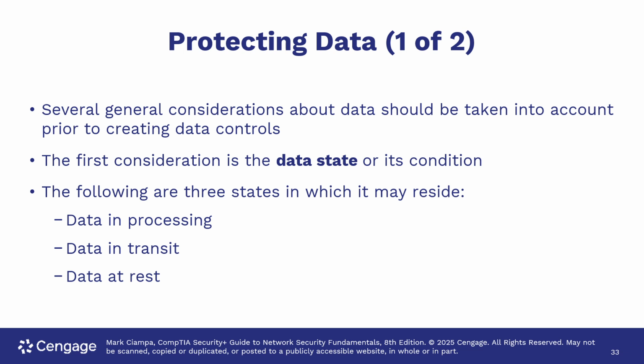Okay. So you have several general considerations about data that should be taken into account prior to creating data controls. So don't just go and create a data control for the sake of creating a data control. The first thing to consider is the data state or its condition. The data has 3 different states: data in process, data in transit, and data at rest.